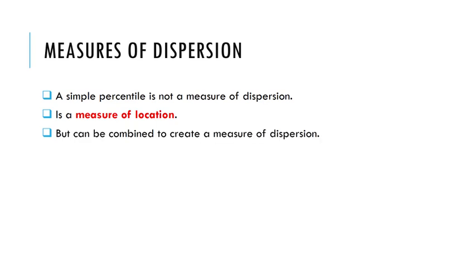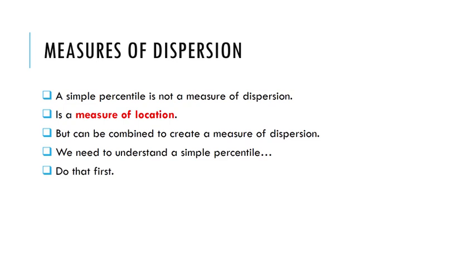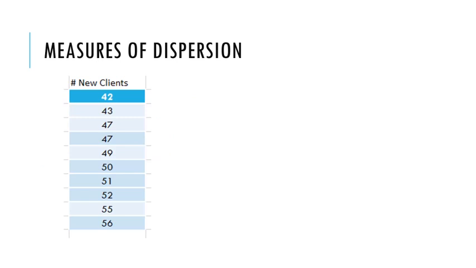But what you're going to see is we're going to use it that way because it can be combined to create a measure of dispersion. And that's what we're going to do. But first, we need to understand a simple percentile. So we're going to learn how to compute a percentile. Then we're going to combine them to create a measure of dispersion. So do this first. Let's just go through the simple percentiles.